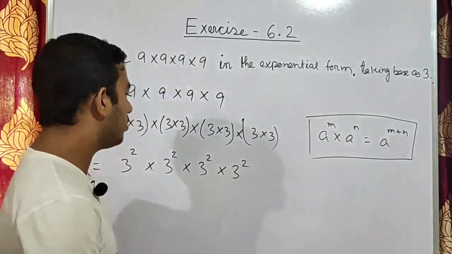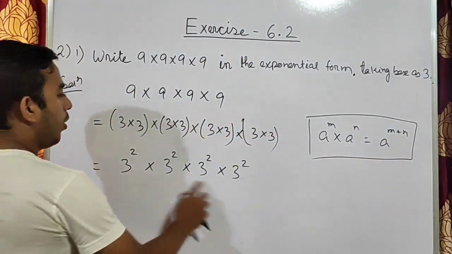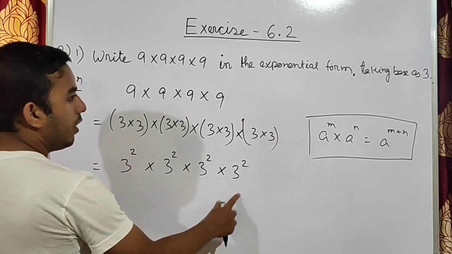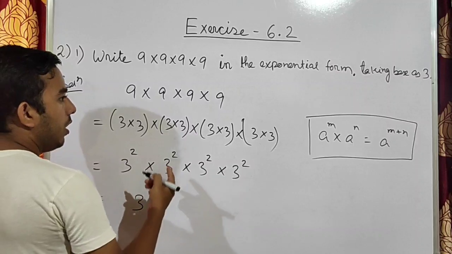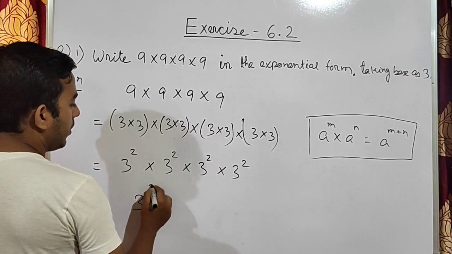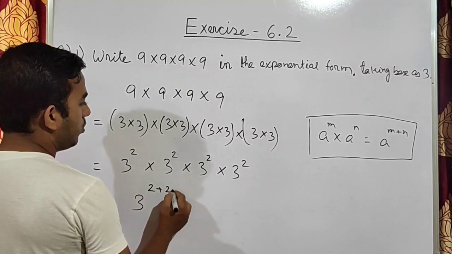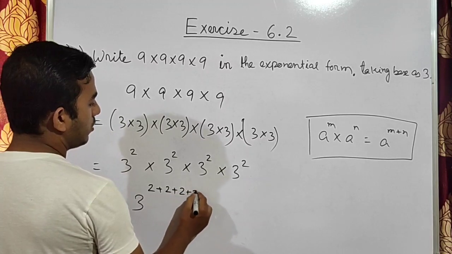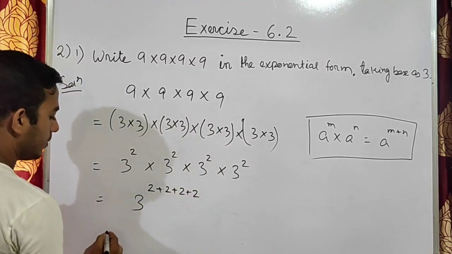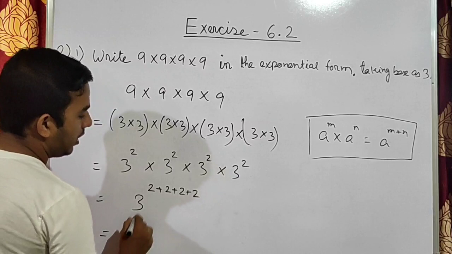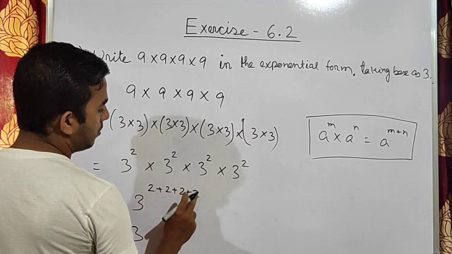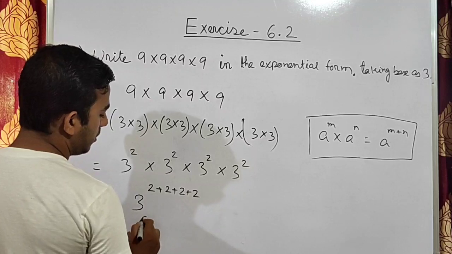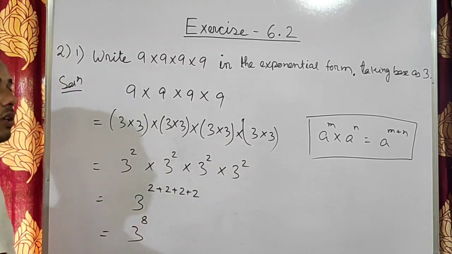Same in this case also, we'll take common from all these 4 forms. We'll take common 3. Now what will we add? We'll add 2 plus 2 plus 2 plus 2. Clear? Very good. Now again, how many? 2 plus 2 is 4, 4 plus 2 is 6, 6 plus 2 is 8. So 3 to the power 8.